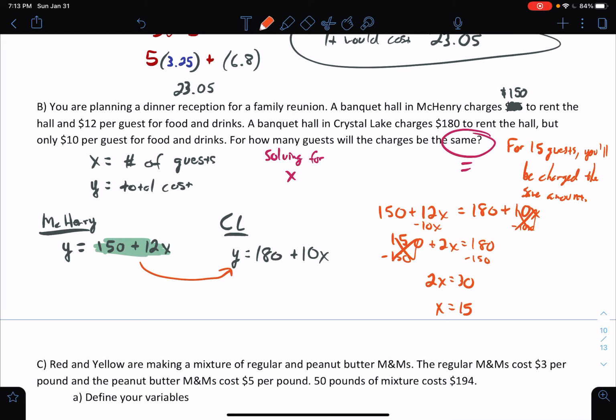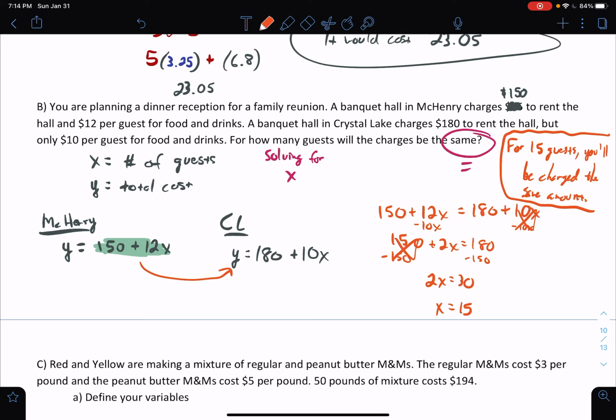Okay? And we can check, what is that amount? Well, 150 plus 12 times 15. If I plug 15 in for x, McHenry would charge me $330. Crystal Lake better charge me the same, since that's what this question's asking, and they do. All right, so for 15 guests, you'll be charged the same amount. So that one's a little tricky because it's in slope-intercept form instead of standard form.